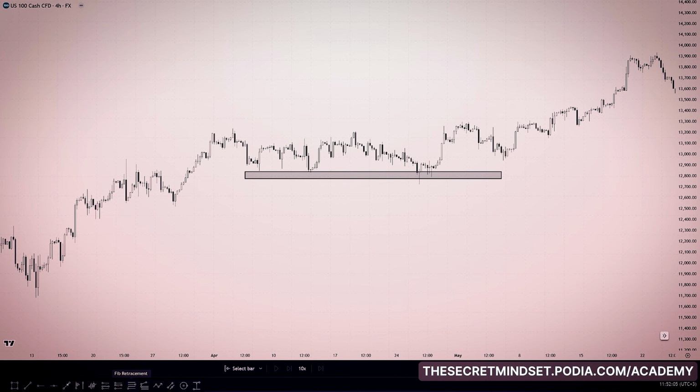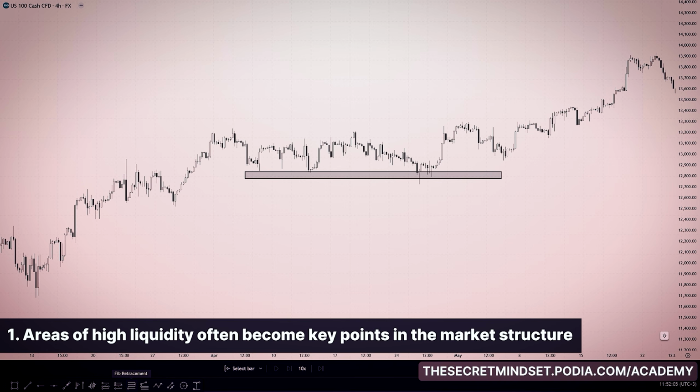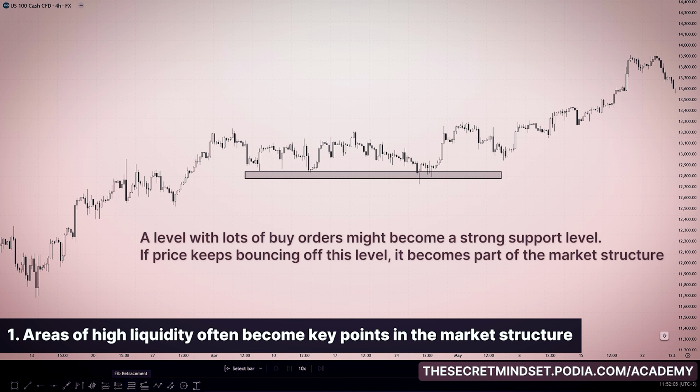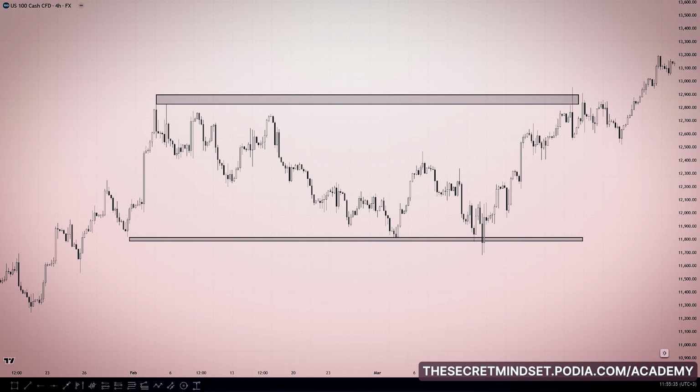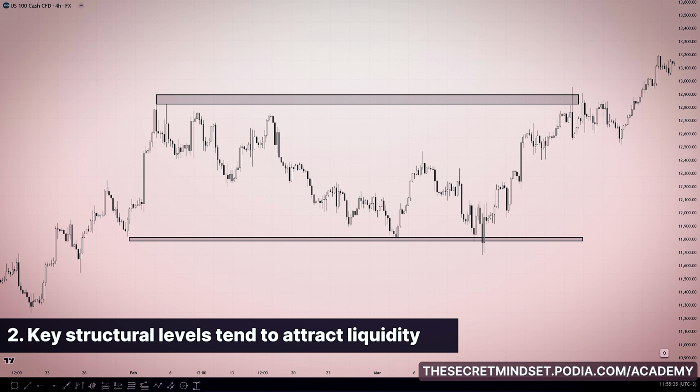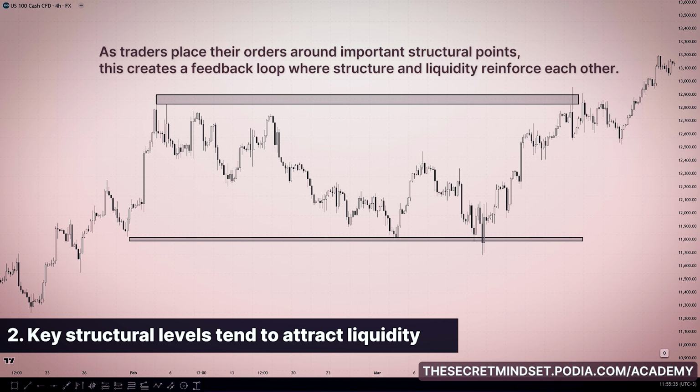Here's how they interact. Areas of high liquidity often become key points in the market structure. A level with lots of buy orders might become a strong support level. If price keeps bouncing off this level, it becomes part of the market structure. Key structural levels tend to attract liquidity. Traders often place their orders around important structural points, like trend lines or previous highs and lows. This creates a feedback loop where structure and liquidity reinforce each other.